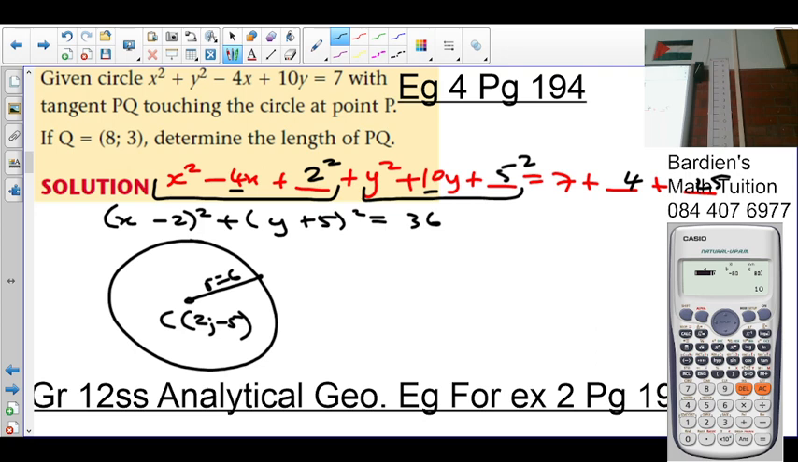Okay, so just reading what they gave us again: a circle with that equation and a tangent PQ. So we draw a tangent here. PQ touches the circle at P, so that has to be P there. Then what is this point here going to be? Q, where Q is 8 and 3. You see that? Determine the length of PQ. So I complete the triangle here. Can you see that, people? I have CP to be 6.